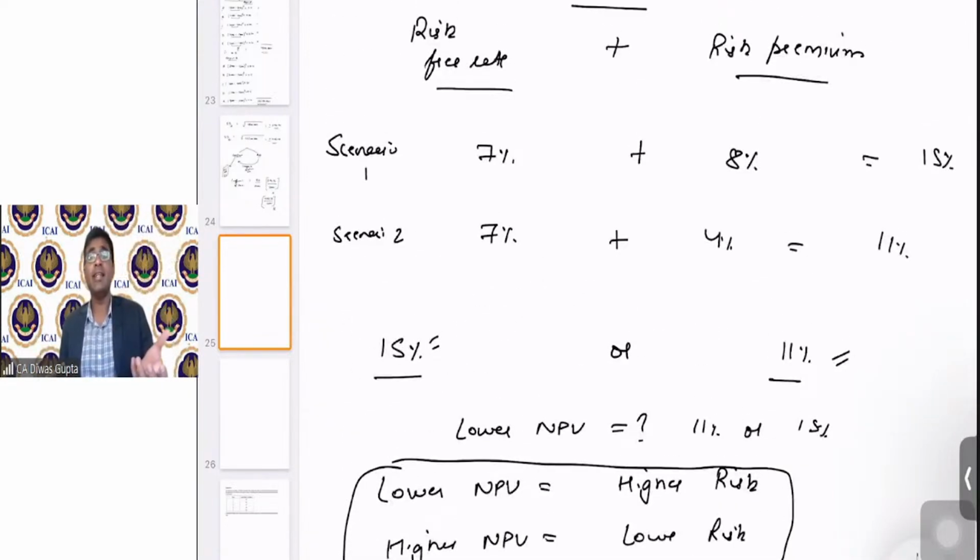If the project is risky, your risk premium will be higher and it will be, let's say, 15%, and it will result in a lower NPV. If your project is less risky, the risk premium will be lesser and your overall discount rate will be 11%, and you will get a higher NPV.